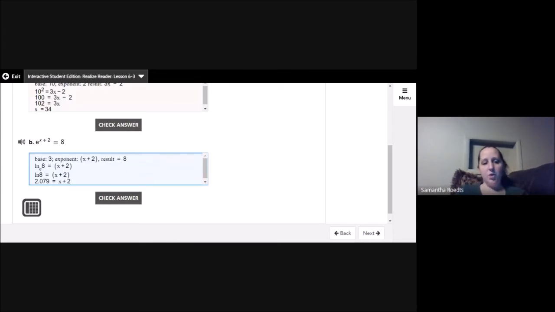Okay, then I'm going to subtract 2 from both sides, so 0.79 equals x, and this is actually approximate because it's not exact. So 0.079, sorry. Check the answer.